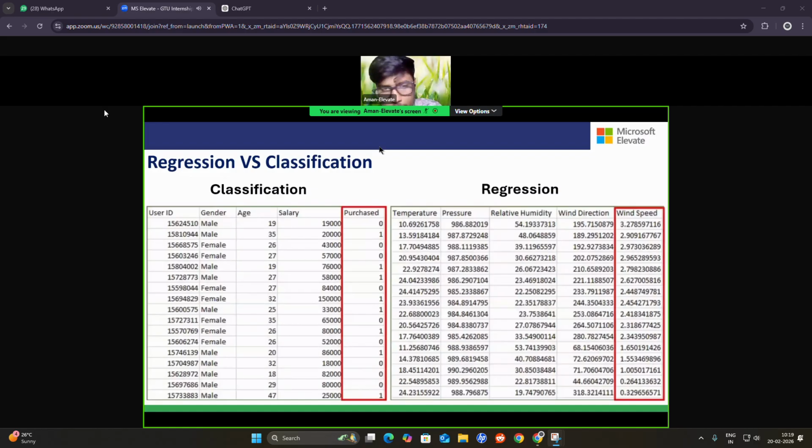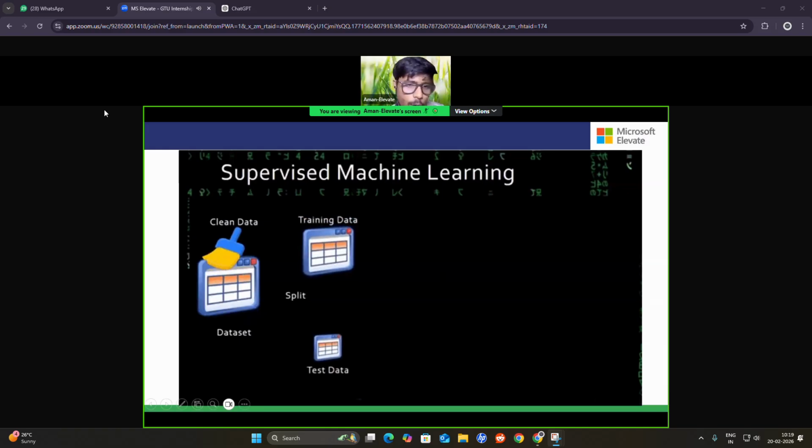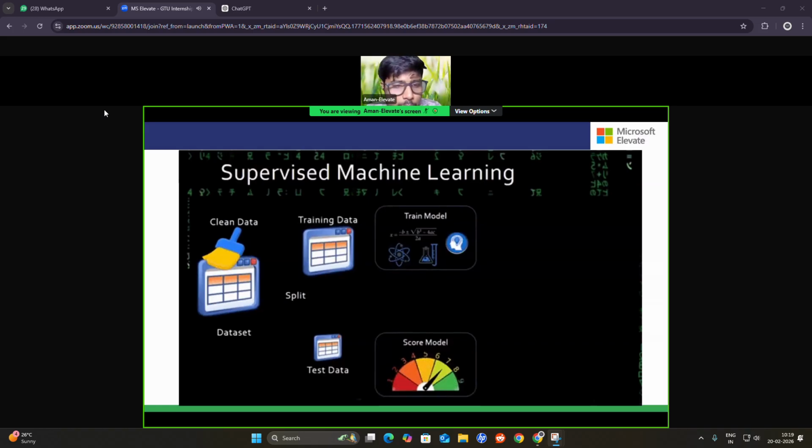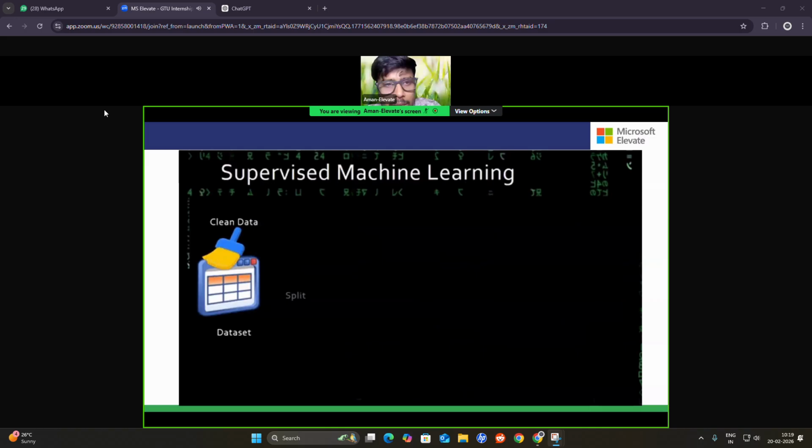Nice. So this is what we discussed in the last class as well. What do we do at first? First of all, we split the data into train and test. And then we train the model, and then we measure the outcome.